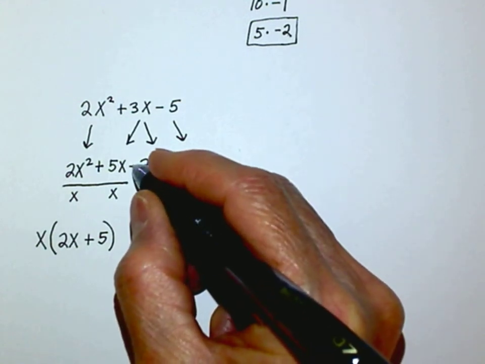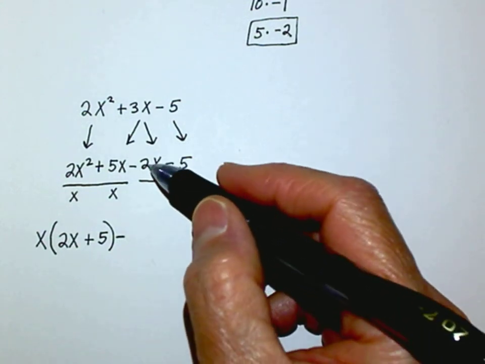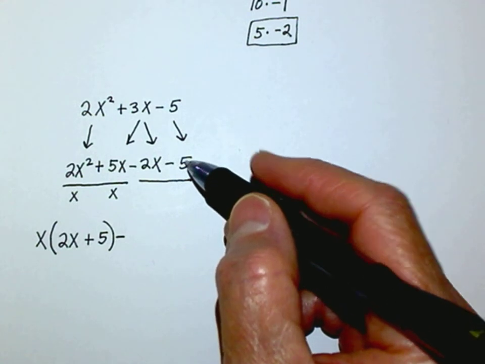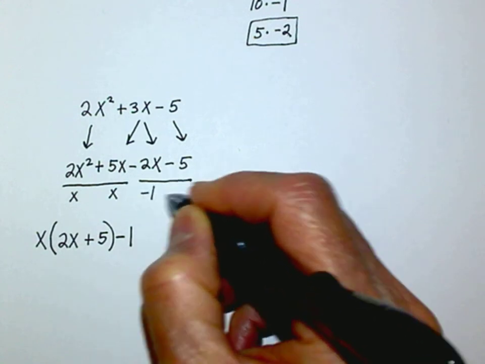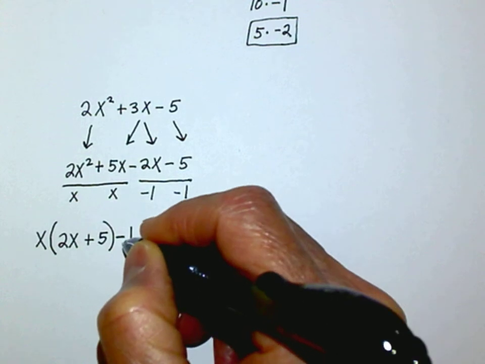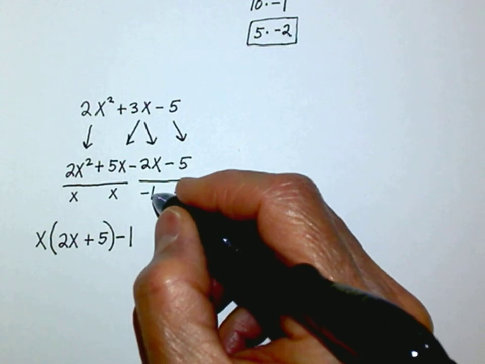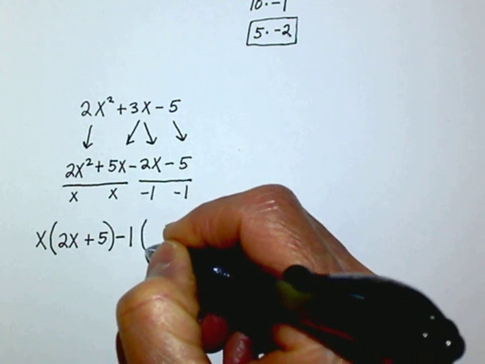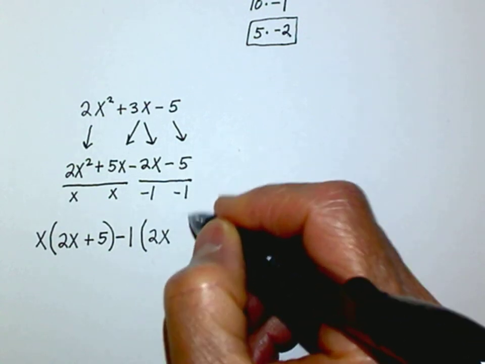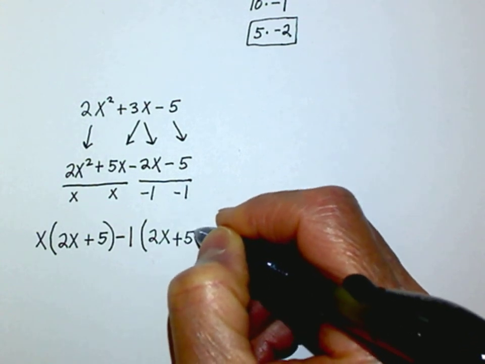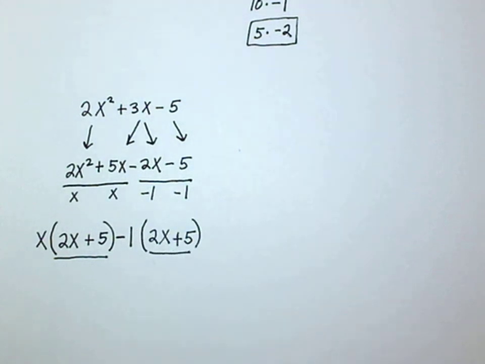Now I need to group the last 2 terms and see what they have in common. The negative here tells me I need to pull out a negative greatest common factor. What do these have in common? Well, they have no common factor other than 1, so we have to use negative 1. So I'm going to have to divide both of these terms by the greatest common factor, which is negative 1. So negative 2x divided by negative 1 gives me 2x. Negative 5 divided by negative 1 gives me positive 5.